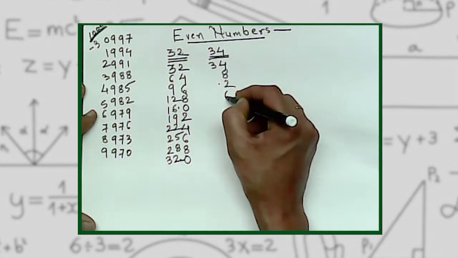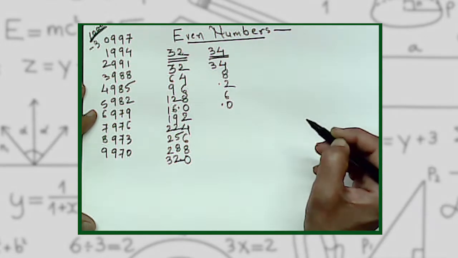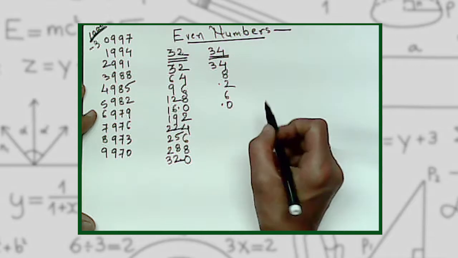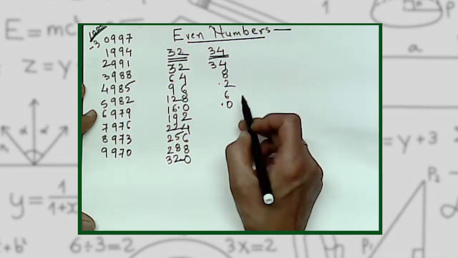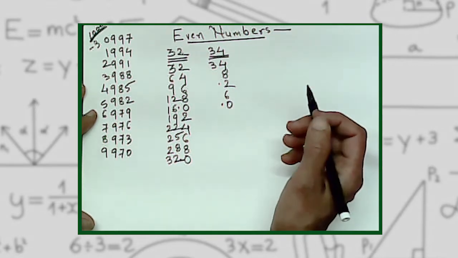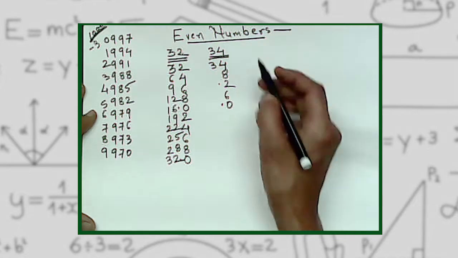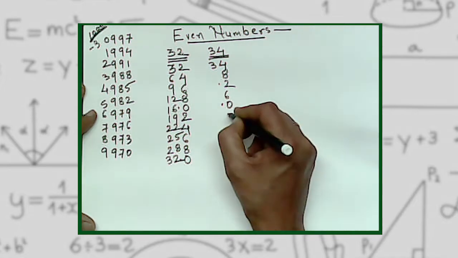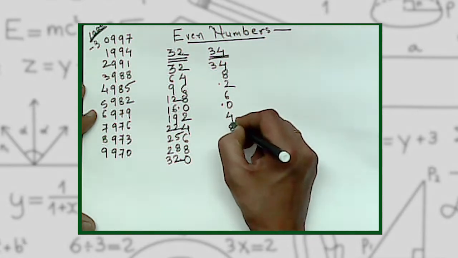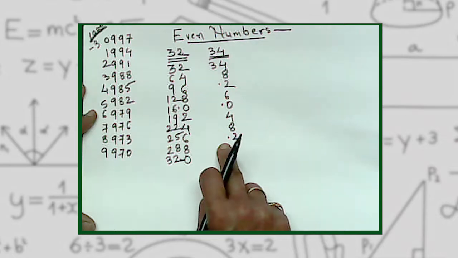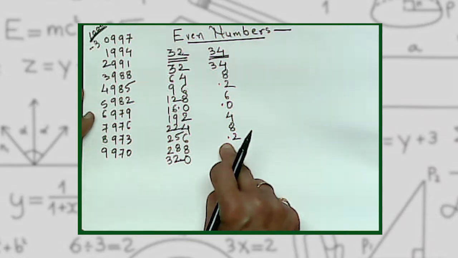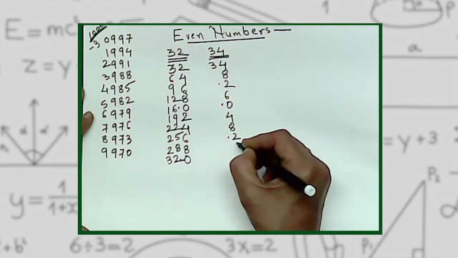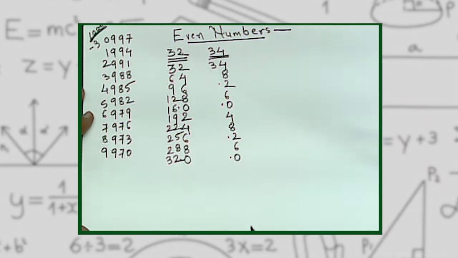4 plus 2, 6, 6 plus 4, 10. As it is a 2-digit number, we will give a point and we will follow only the units place. As it is an even number, we can repeat this series again. 4, 8, .2. We will repeat the series with .6 and .0.